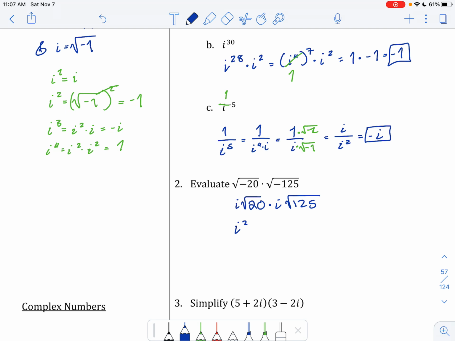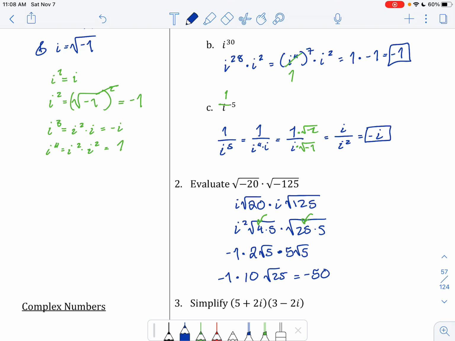Because then you're going to get i squared. Root 20 is root 4 times 5, because remember you're looking for perfect squares like 4, or for the case of root 125, root 25 times 5. So 25 is a perfect square. Now you end up with i squared, I'll just write that as -1, times 2 root 5 times 5 root 5. So that becomes -1 times 10 for those, root 25 for the radical terms, which becomes -50.